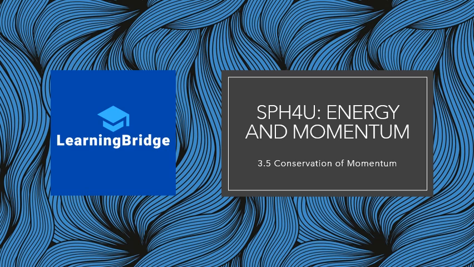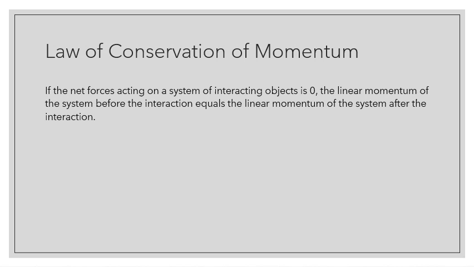SPH4U Energy and Momentum 3.5: Conservation of Momentum. The law of conservation of momentum states that if the net force acting on a system of interacting objects is zero, the linear momentum of the system before the interaction equals the linear momentum of the system after the interaction.